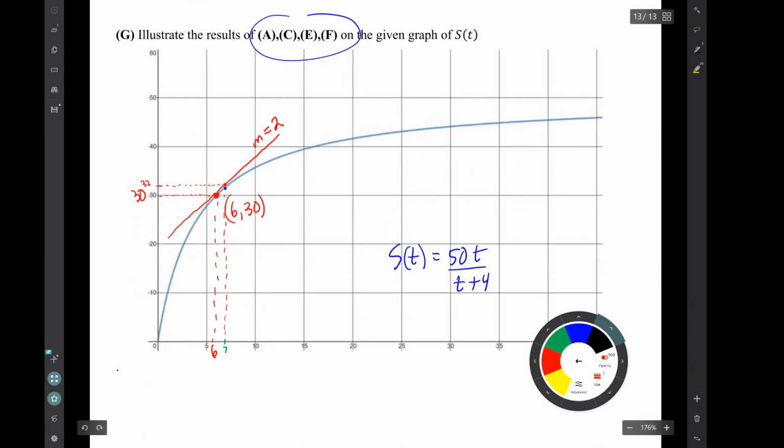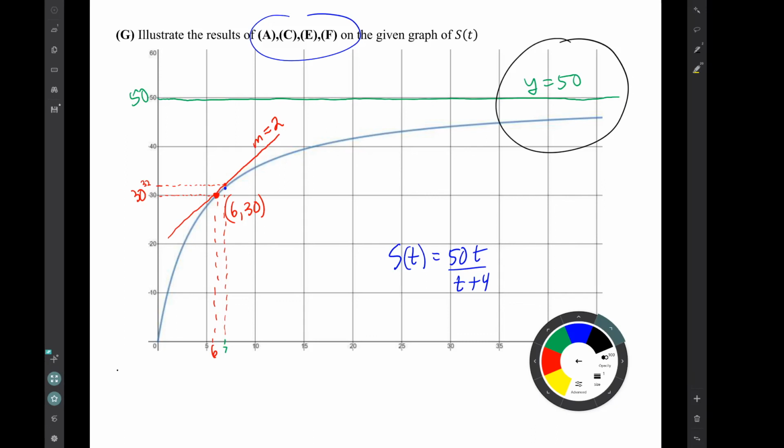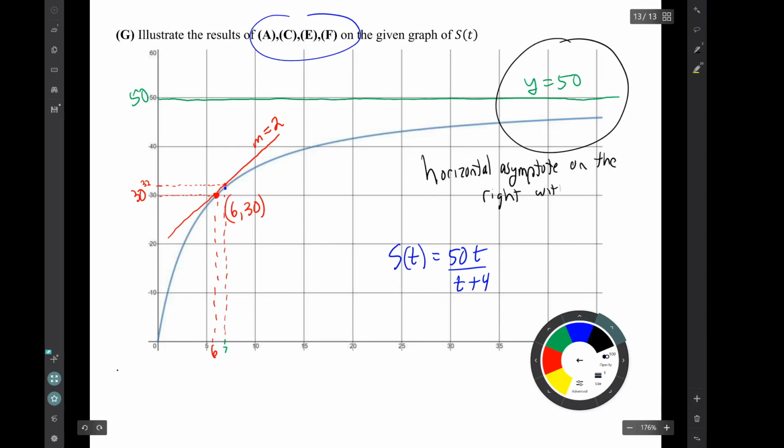So let's draw that line. I'm going to draw it as a green line. So there's an asymptote. It's actually one of the grid lines on that graph. And so that is an illustration of that result from F. The fact that the games will eventually sell roughly 50,000 games is embodied in the graph by this idea. As you go off the right end of the graph, the y coordinates get closer and closer to 50. So that's the illustration of the result of F.